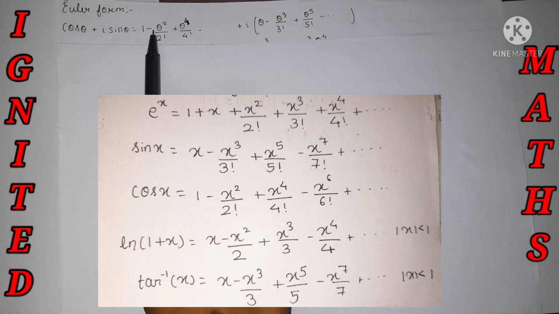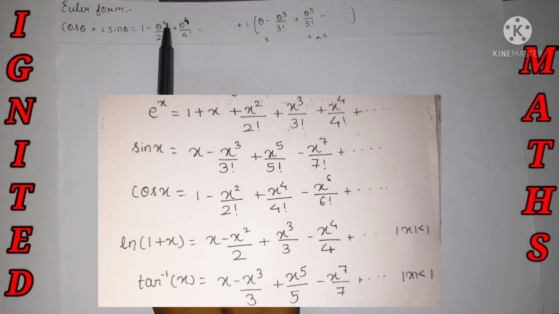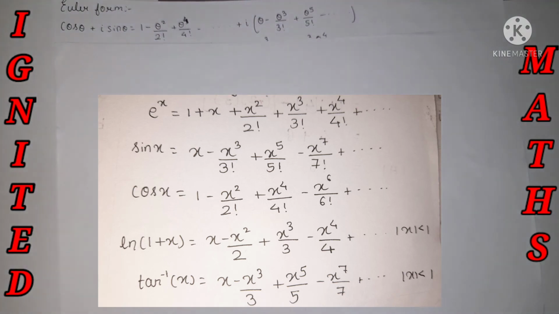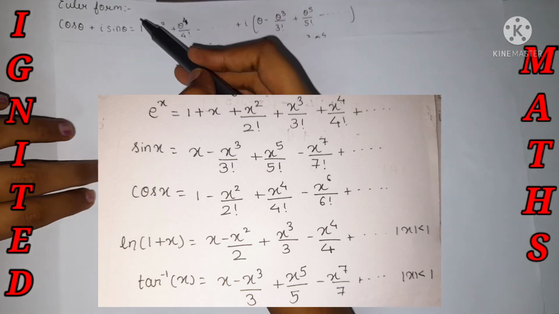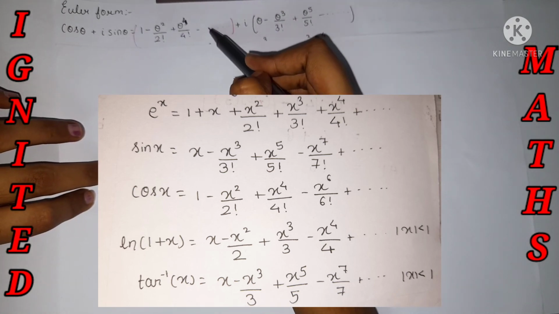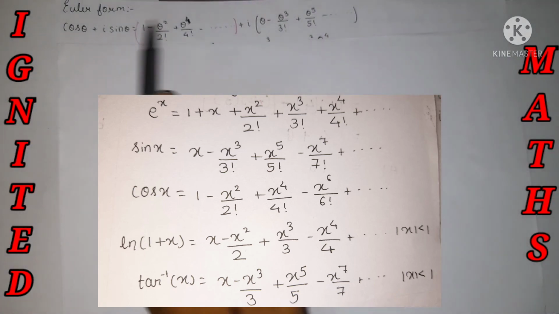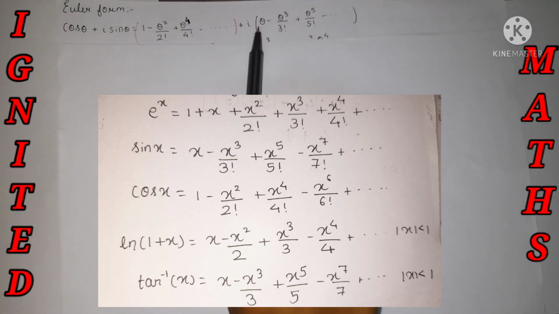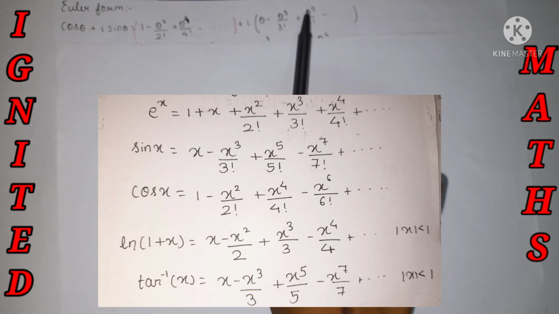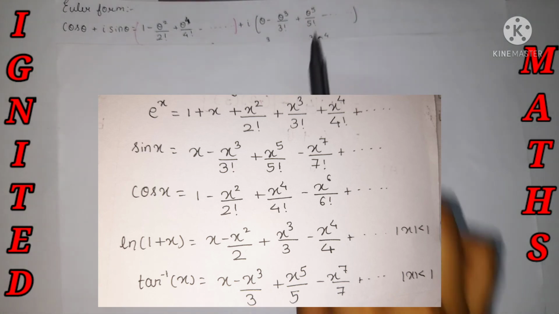It just goes on. The sign also varies, minus and positive interchange, and over here all the even powers come: 2, 4, 6, 8, and it just goes on. That's why I have represented it in the dot form. And the sin theta expansion is nothing but theta minus theta cube by 3 factorial plus theta raised to 5 by 5 factorial.